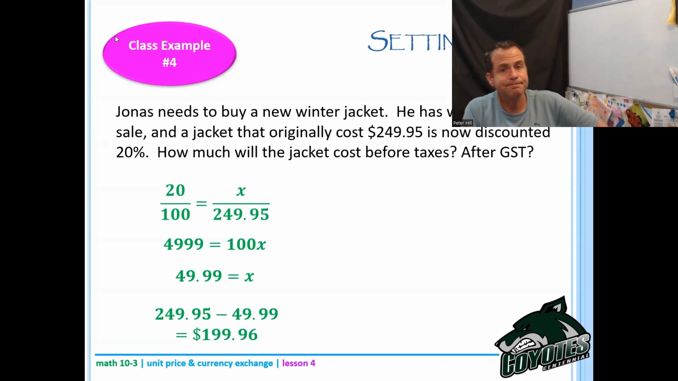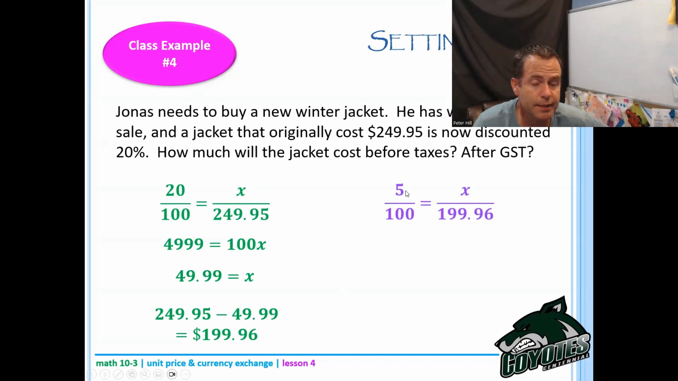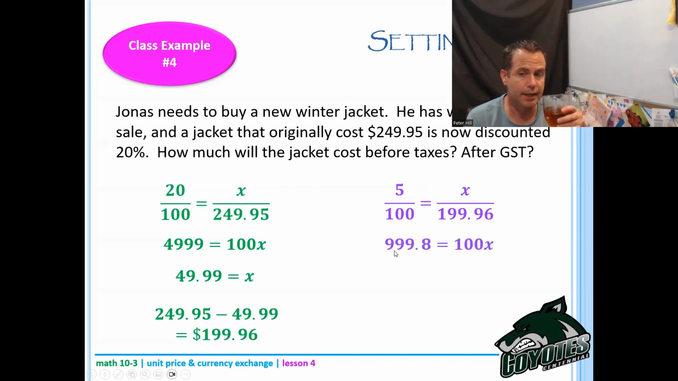Well, it's the exact same thing we did with discount. We figured out a percent and we subtracted it. The difference with tax is we figure out the percent, but now we add it to the total. Okay, so we need to figure out what 5% of 199.96 is. So 5% is 5 over 100, and then I set that equal to X over 199.96. I'm going to do my cross multiplication magic. 100 times X is 100X, and 5 times 199.96 is 999.80.